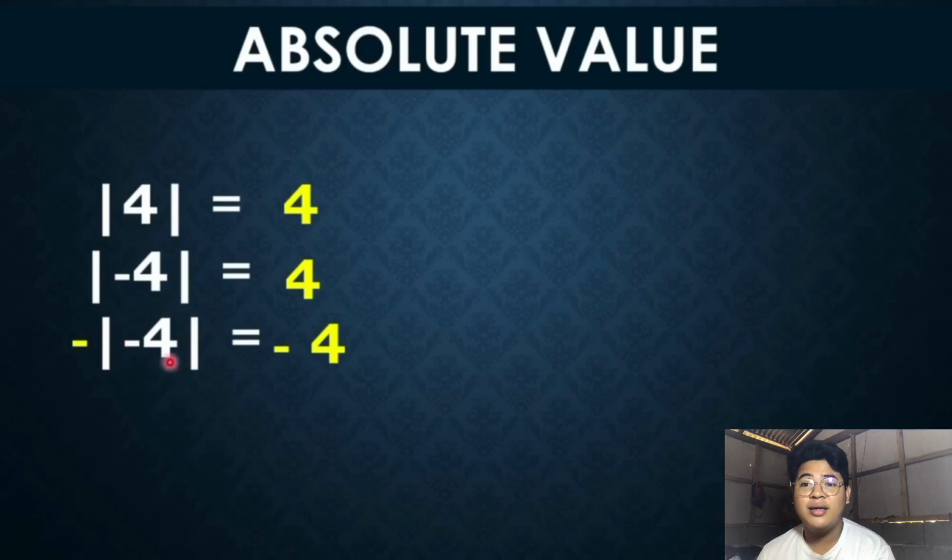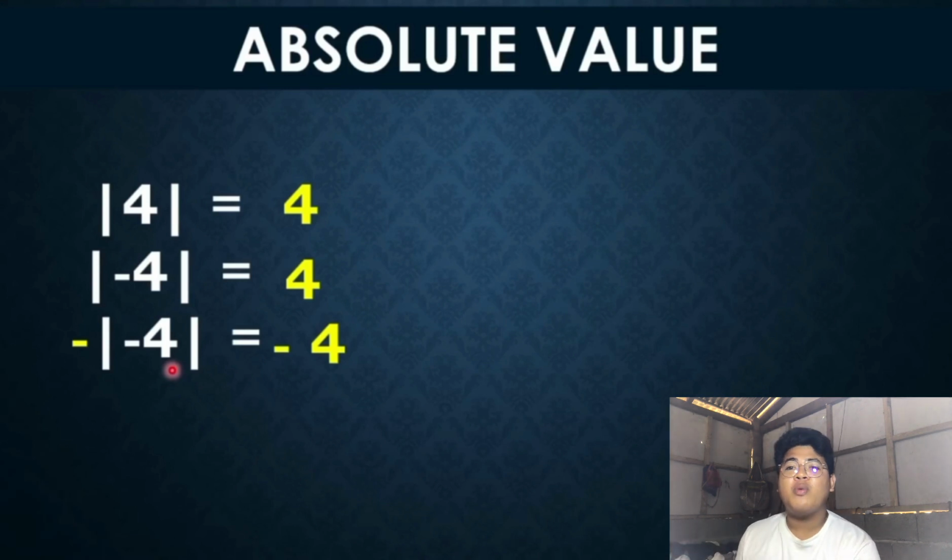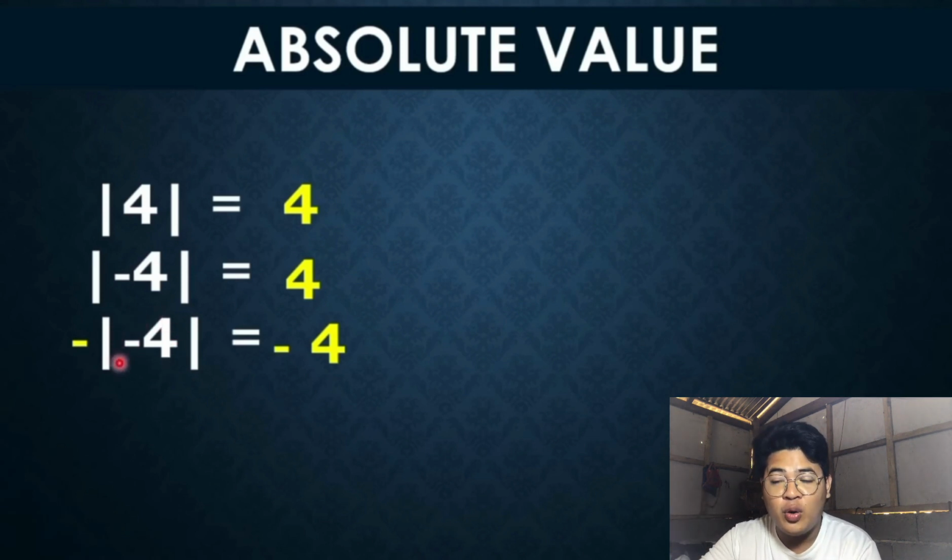So why is it negative 4? Inside the absolute value the 4 is also negative, and we add a negative on the outside. So here, why is it negative 4? Inside the absolute value is negative 4, and we also have a negative outside the absolute value. That is why the answer is negative 4.